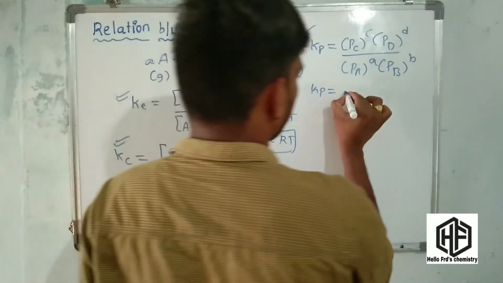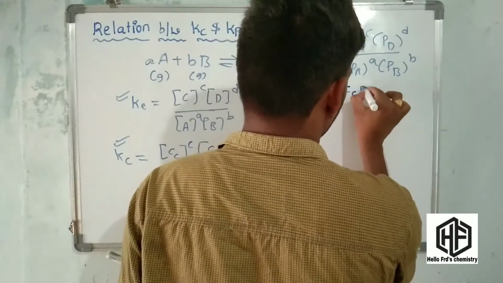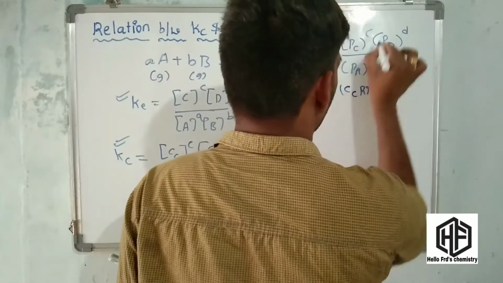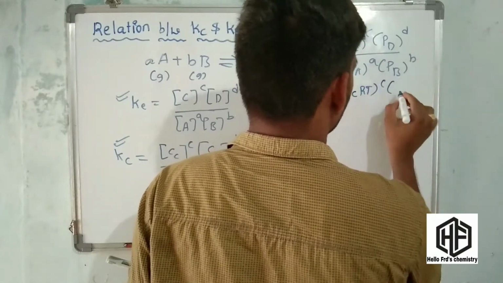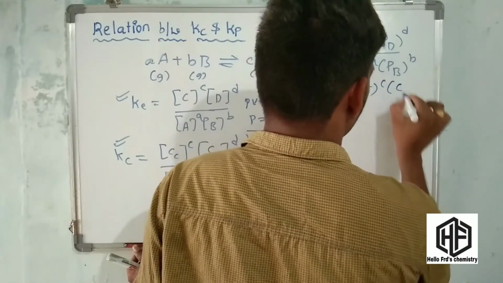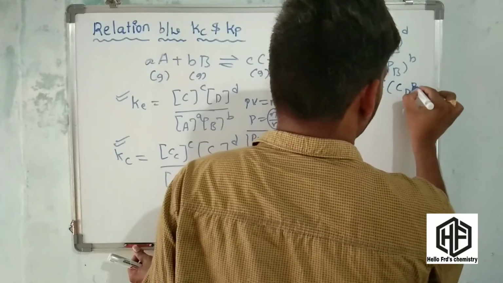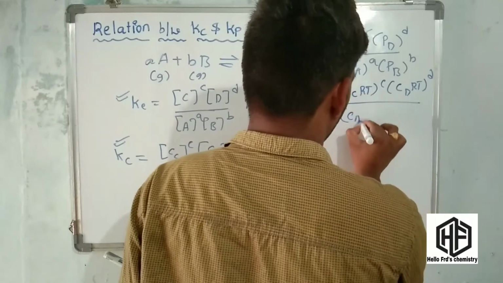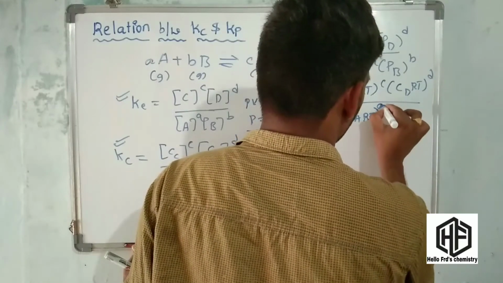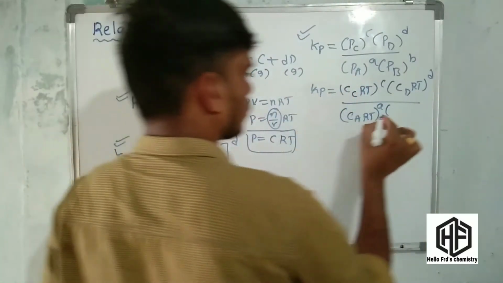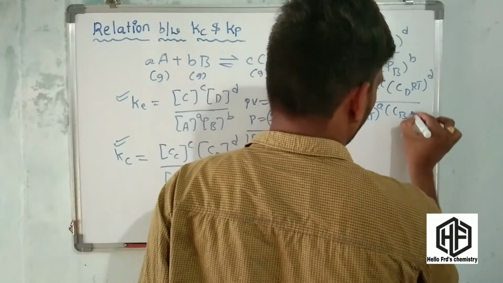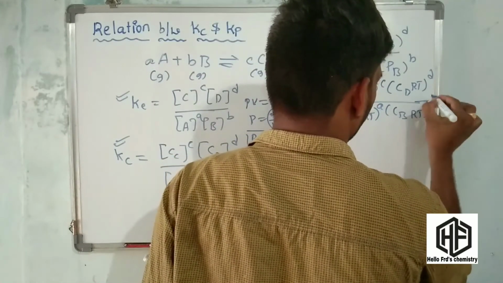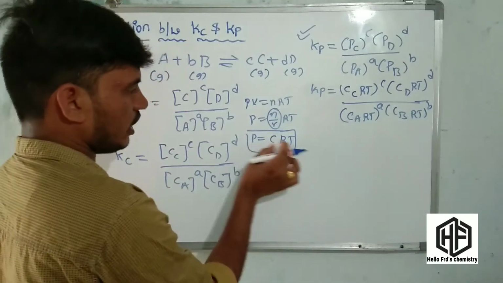What happened is [C] of C RT raised to the power of c into [C] of D RT raised to the power of d, divided by [C] of A RT raised to the power of stoichiometric coefficient a and [C] of B RT raised to the power of b. This is the pressure: P is equal to CRT.